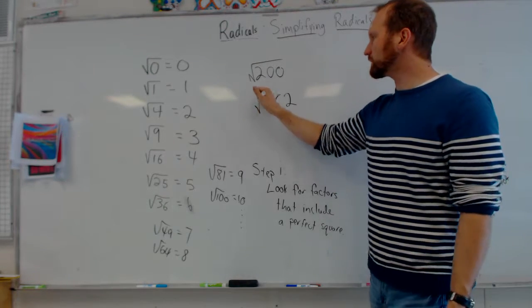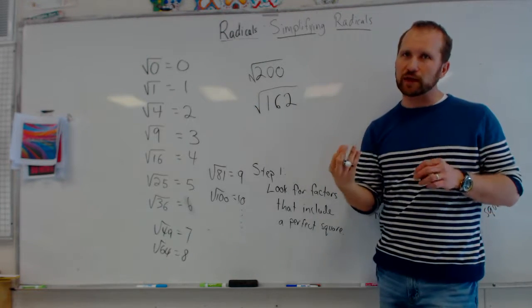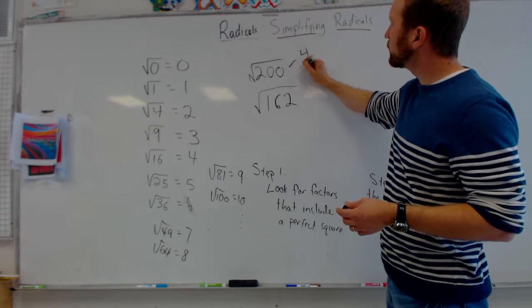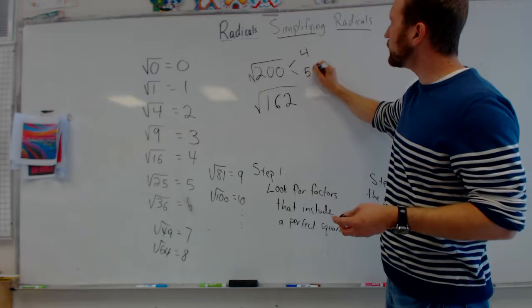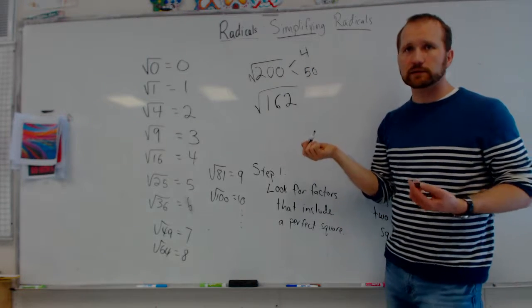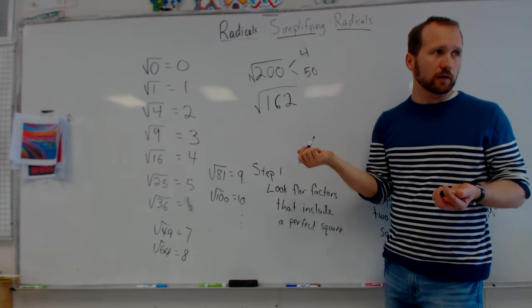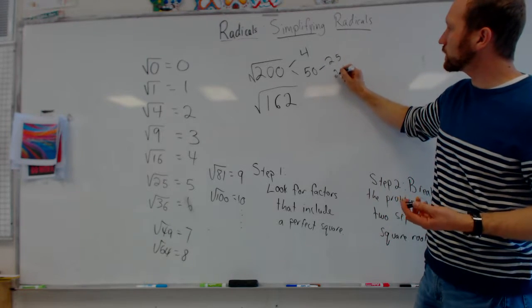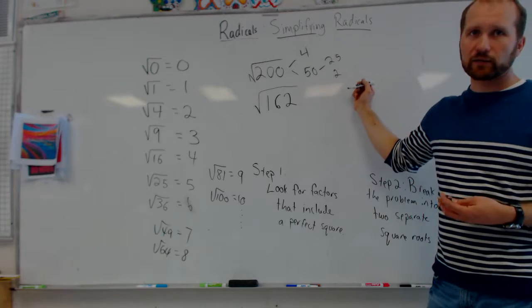So part of this is just a game of looking for factors. Like, oh, 200, I might see that as 4 times 50. And 4 is a perfect square. But then the 50 is also 25 times 2. So I'd see the 25.